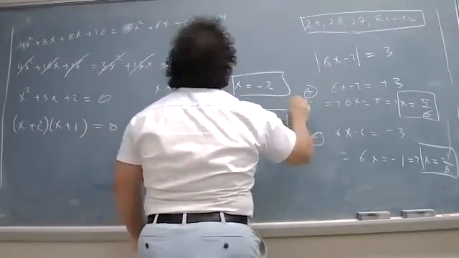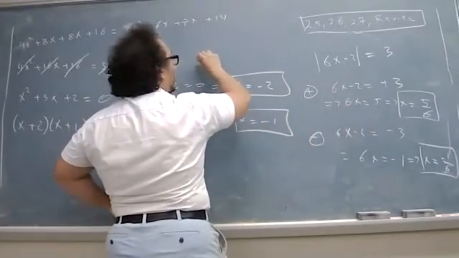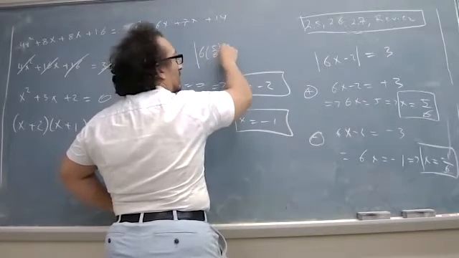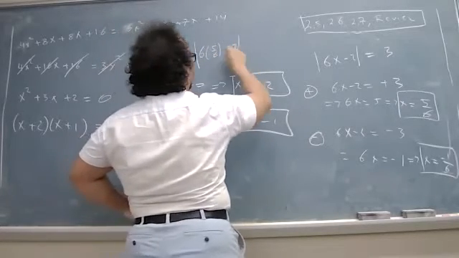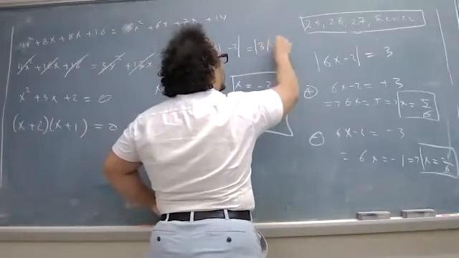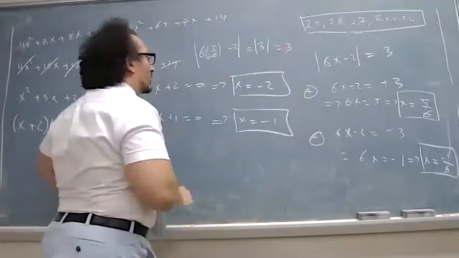So look, when I plug in my 5 over 6, I get absolute value of 6 times 5 over 6 minus 2. This should equal a 3. Let's see. The 6's cancel, and I get 5 minus 2. Absolute value of 3 is 3. It equals 3. It works perfect.